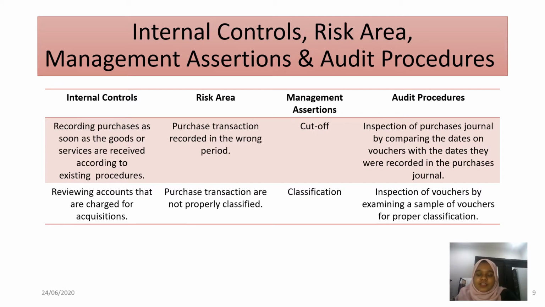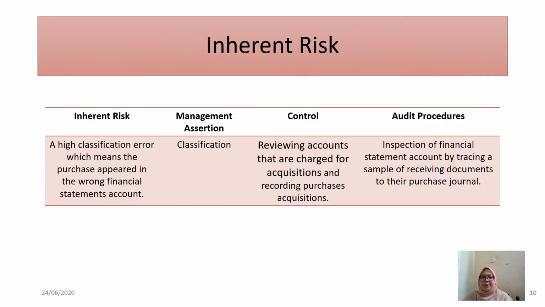So the suitable audit procedure that the auditors could take to obtain audit evidence is inspection of vouchers, by examining a sample of vouchers to identify whether the vouchers are properly classified. Okay, so now we proceed to the inherent risk of the purchase cycle.